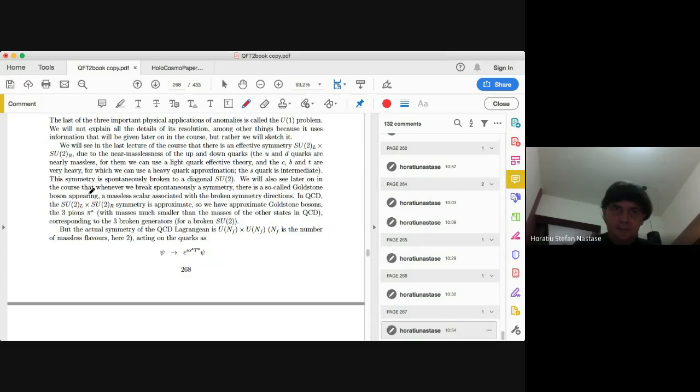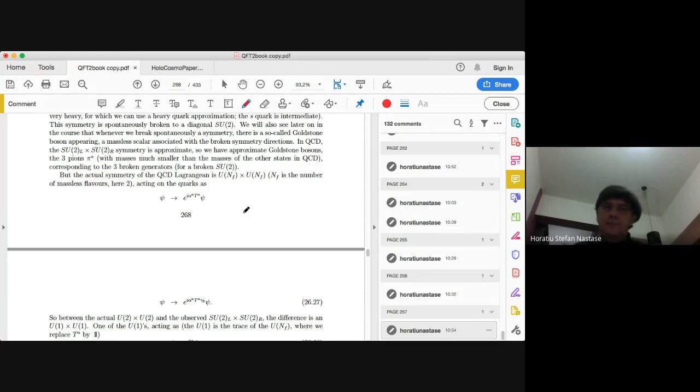And in real QCD, as I said, the masses of up and down are nearly zero, but not zero. So SU(2) left cross SU(2) right is approximate, and then we have an approximate Goldstone boson. The Goldstone boson is a massless scalar, but the approximate Goldstone boson is a nearly massless scalar. And there's an SU(2) worth of them, or three, that corresponds to the three pions. So the three pions indeed have masses much smaller than the masses of the other states in QCD. So they are nearly massless. The three pions then correspond to the three broken generators.